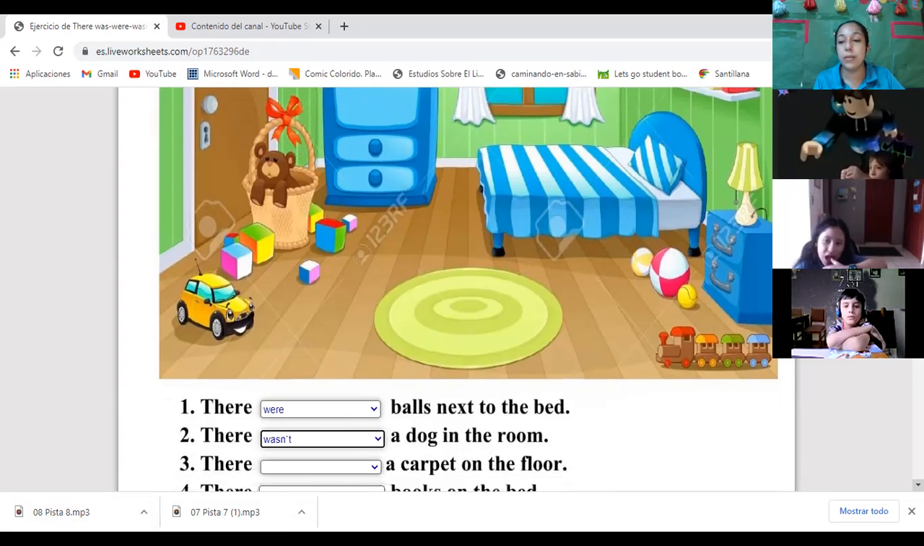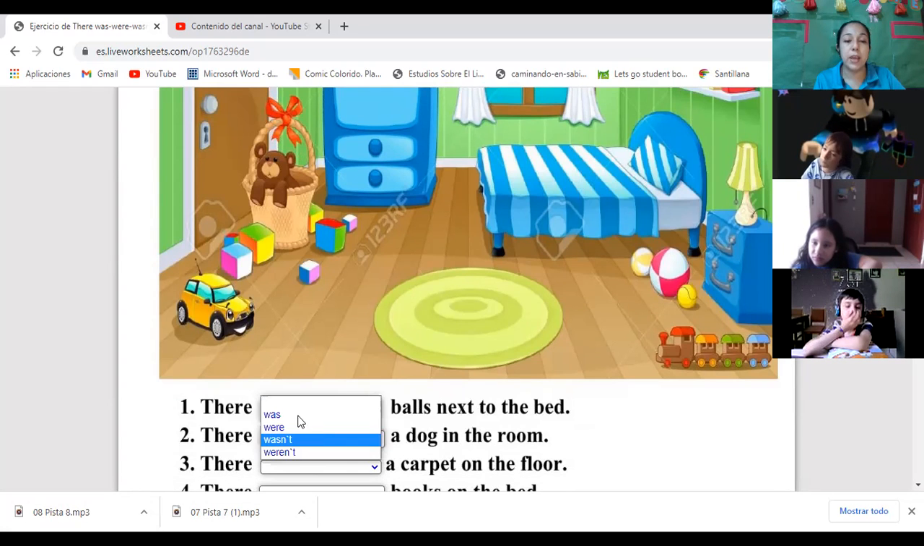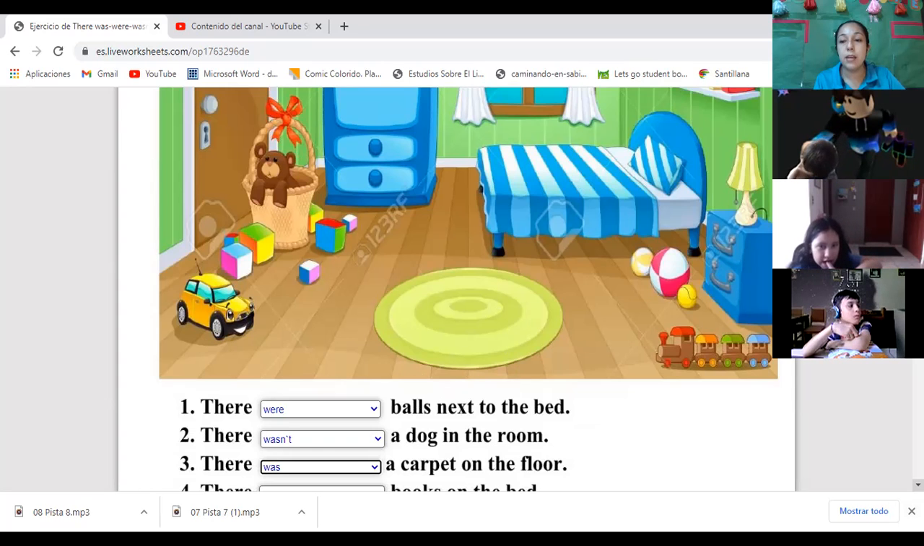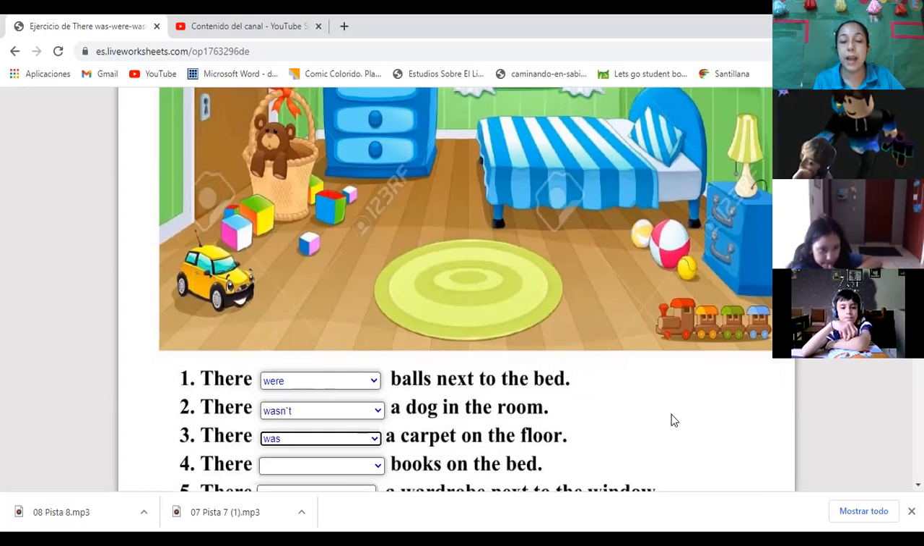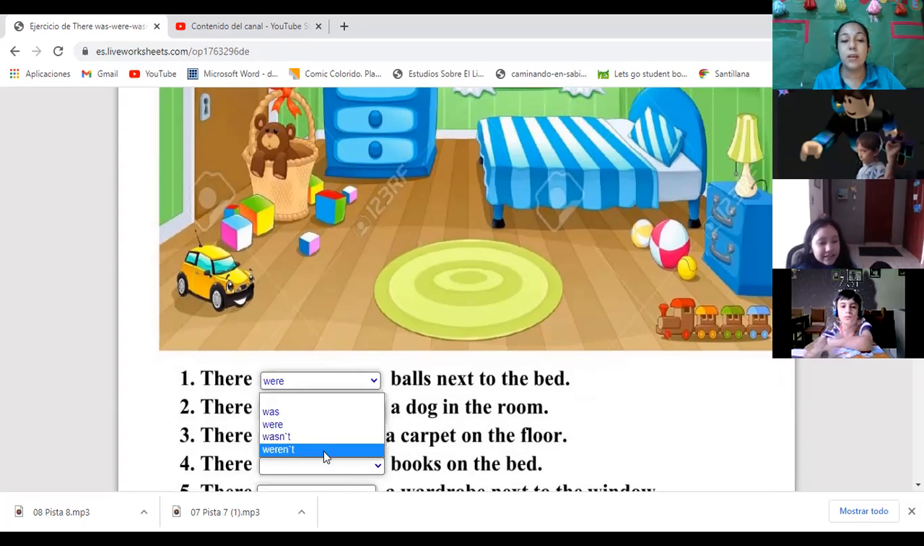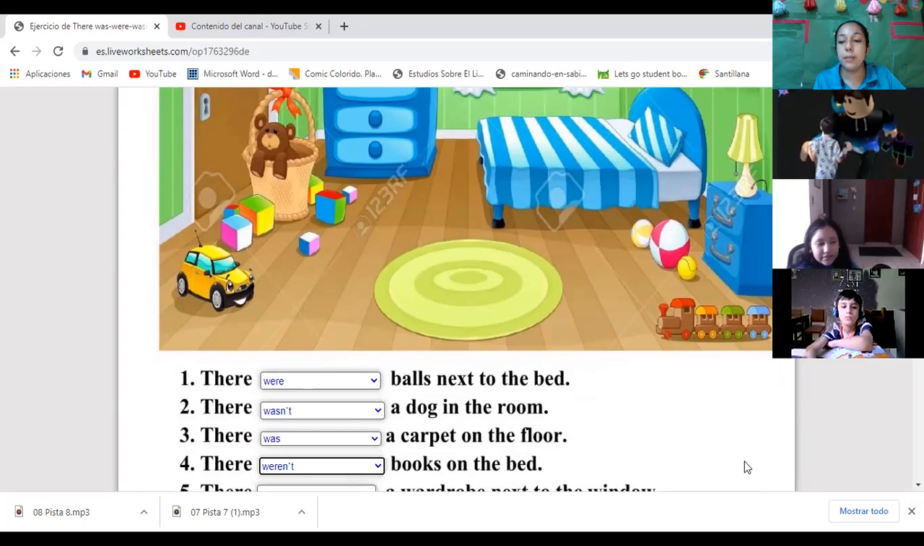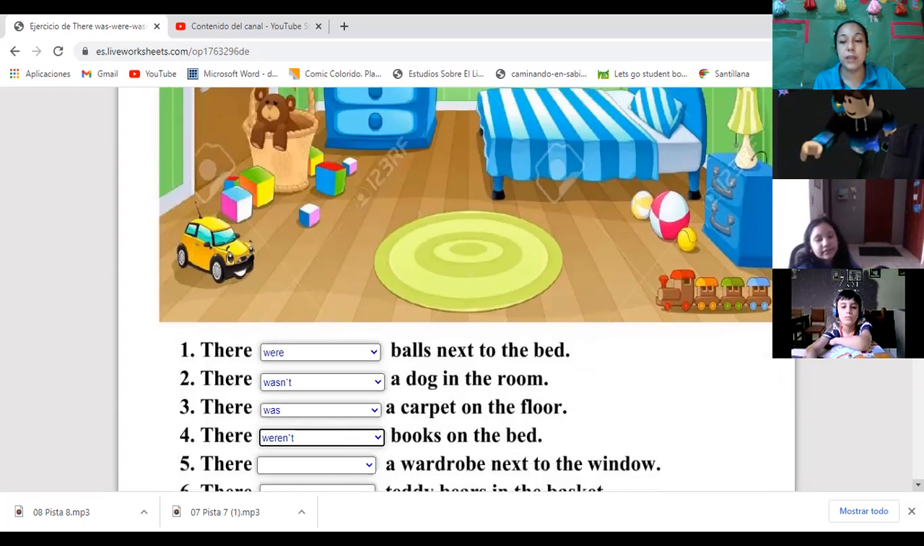Okay, so let's see. Number three, Alejandro Romero. There a carpet on the floor. What is the correct answer? There was. Okay, there was a carpet on the floor because we talk about only one. Let's see. Allison, number four. There are books on the bed. What is the answer? There weren't. Okay, there weren't books on the bed. At the end, we check the answers, yes?